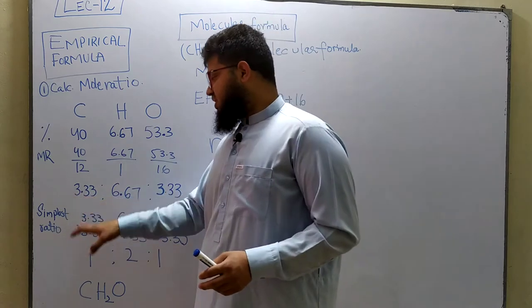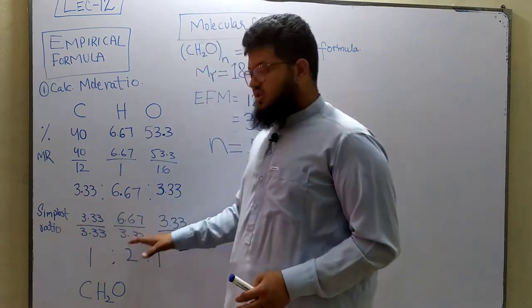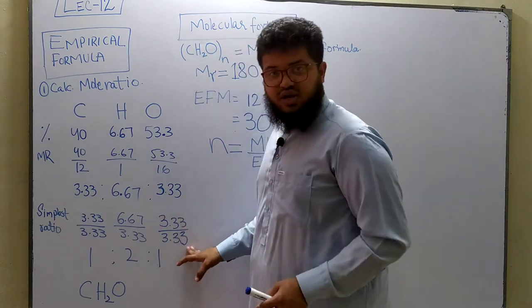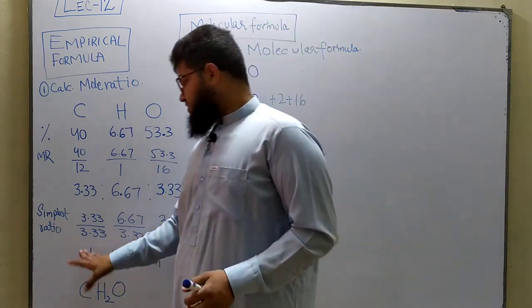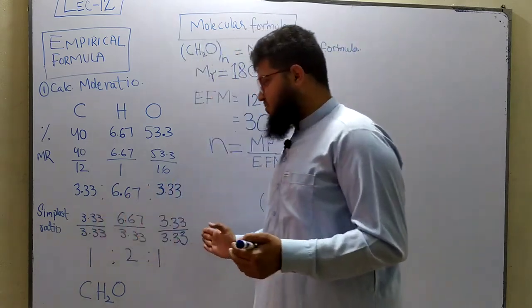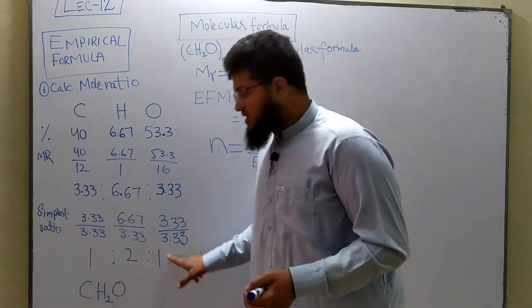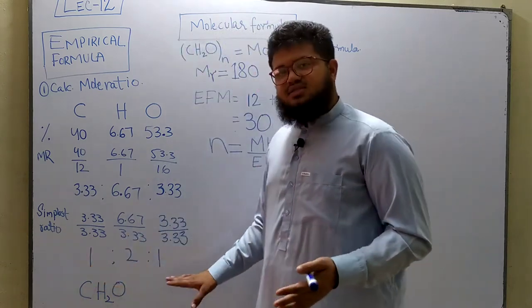So 3.33 will get divided by 3.33, 6.67 will get divided by 3.33, and 3.33 will also get divided by 3.33, and as a result, when you solve it using your calculator or just solve it mentally, you'll get a ratio of 1:2:1. Okay, this is the simplest ratio you get, and that's it.